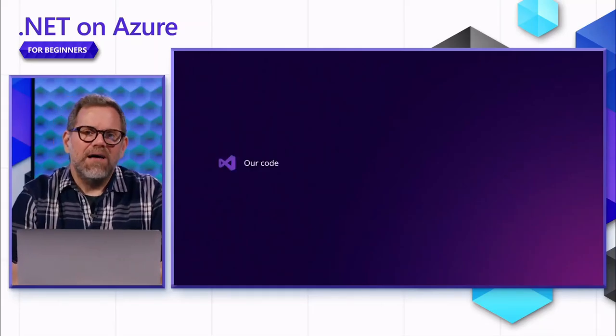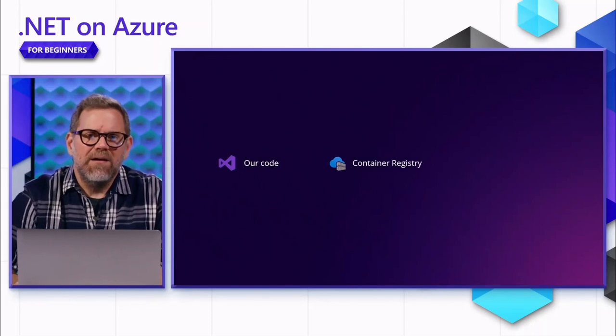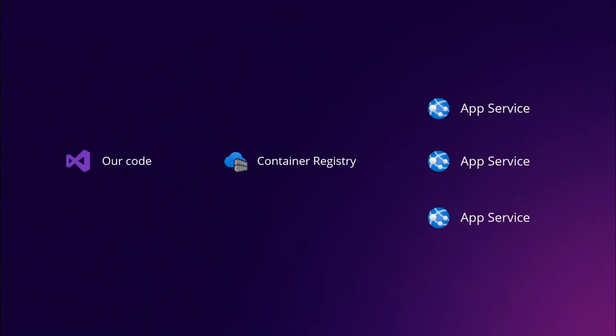All right, so we're going to do a demo now. We're going to containerize our application, our web API, and we're going to push it up to the container registry, and then we're going to push it out to app service. So let's take a look at how we would do that.